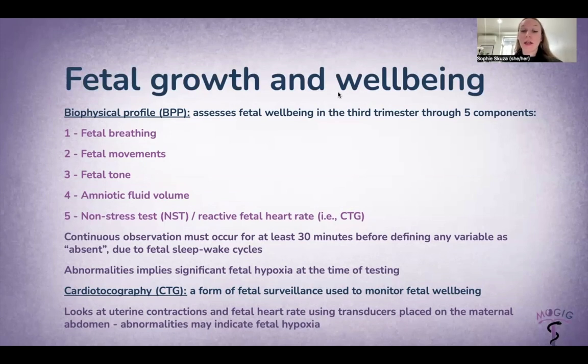Cardiotocography, or a CTG, is a form of fetal surveillance used to monitor fetal well-being as well, but it looks specifically at uterine contractions and fetal heart rate using transducers placed on the maternal abdomen. Again, abnormalities may indicate fetal hypoxia.